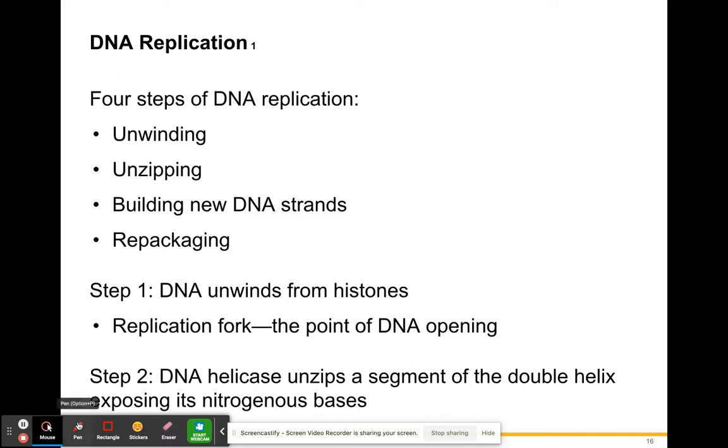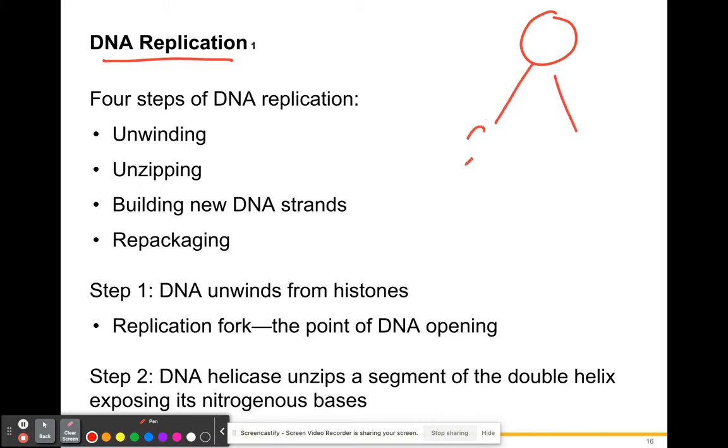Another process that we use DNA for is called DNA replication. When we want to make new cells, this is our parent cell.